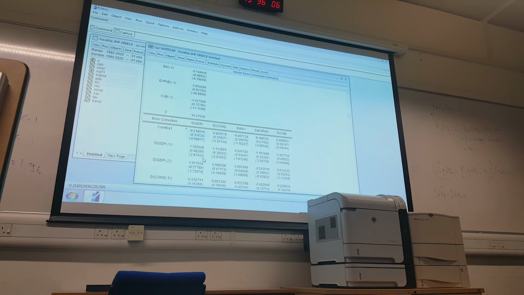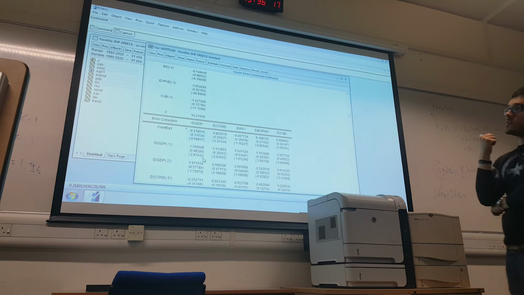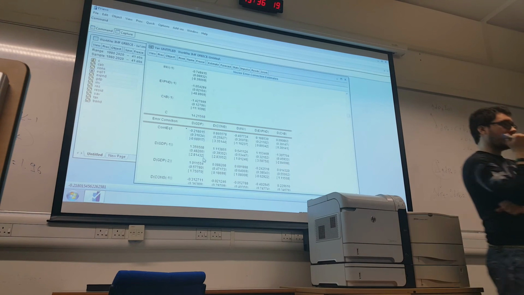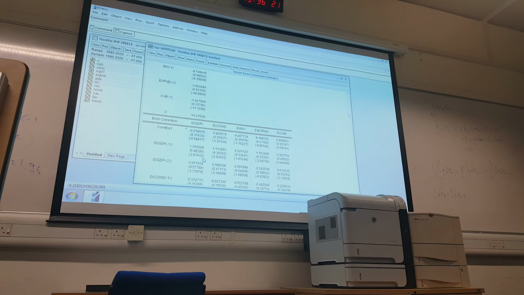If it shows that it never converges to the long run, does that mean we have to run the VAR? No. You don't have to run the VAR at this stage. All that you have to do is run the causality test and provide an interpretation of the short-run coefficients. Any questions about the error correction model?